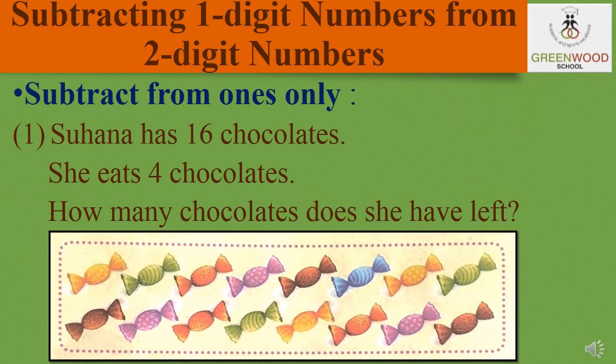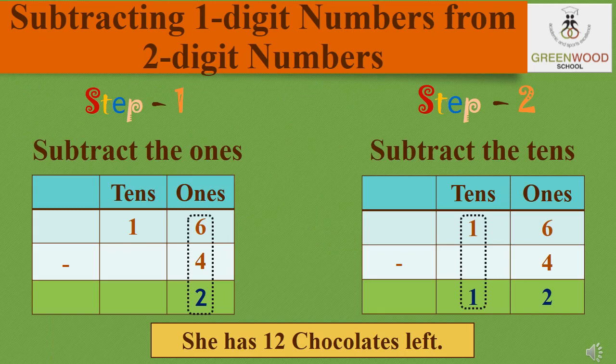Now we'll see another method of subtraction. Subtract from ones only. Let's see from an example. Suhana has 16 chocolates. She eats 4 chocolates. How many chocolates does she have left? Now 16 is a 2-digit number while 4 is a 1-digit number.